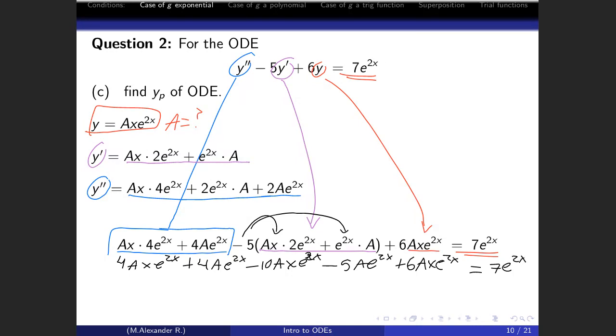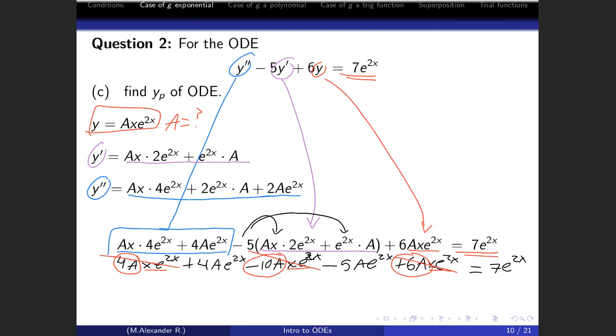Okay. Now we want to combine like terms. I'm going to underline the things that have x e to the 2x. Now I'm going to look at the coefficients in front of those. So 4a minus 10a plus 6a. 4 minus 10 gives you -6, and -6 plus 6 gives you 0. So that means that these things that I'm putting in red are canceling out after you do the arithmetic.